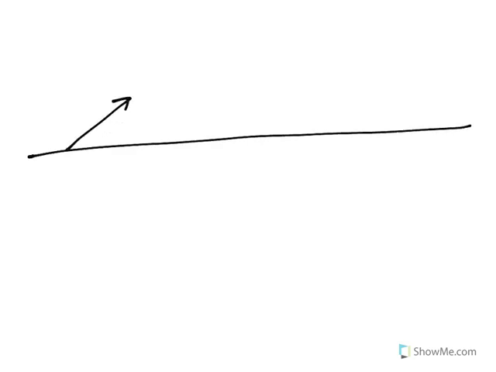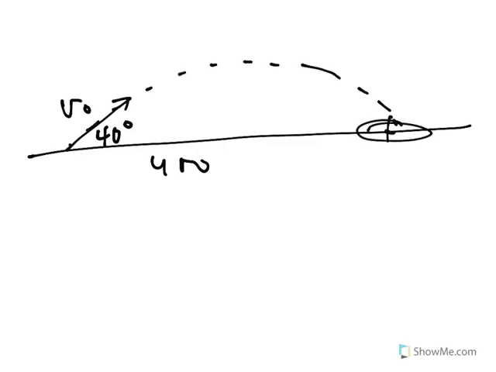Okay, scenario number 2. In this one, we're told what the angle is, and we're told how far away our target is, and we want to figure out what should V0 be, like how strong of a force should I use that will make it hit that target exactly.